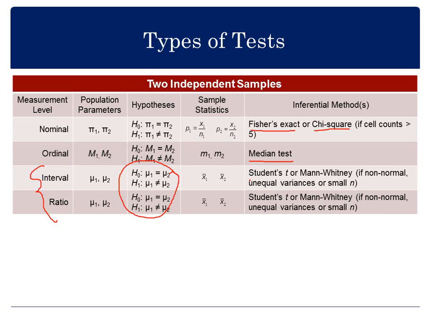So when you're doing this, the most common parametric method is the student's t-test for 2 independent samples. If you have issues with sample sizes, when you have small samples, or if you can't meet the assumptions of the t, which requires approximately normal data and equal variances in the 2 groups, then you would want to use a non-parametric method like the Mann-Whitney test. And notice that it's the same for the interval and ratio data.